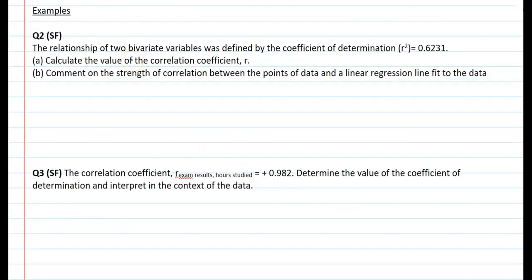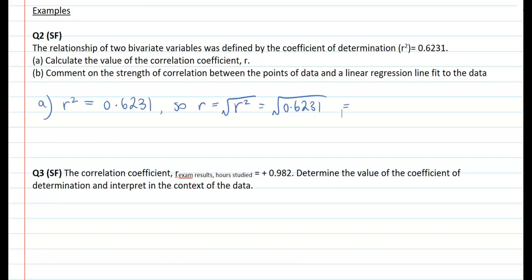Okay, let's see some more examples where we're tying together both those uses of the coefficient of determination when we're statistically analysing data. The questions that I have here are both simple familiar. The first one's looking at the relationship of two bivariate variables defined by the coefficient of determination, giving us a value of 0.6231. First thing we need to do is calculate the value of the correlation coefficient, so we're working backwards. And then secondly, comment on the strength of correlation between the points of data and a linear regression line that was fit to the data.